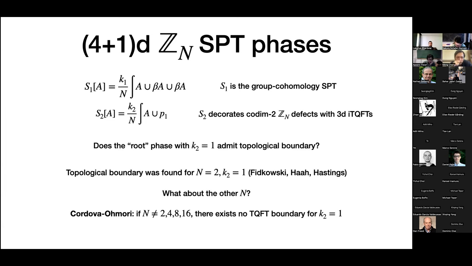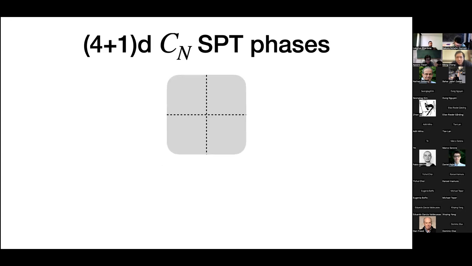And the next simplest thing is a topological boundary state. Such a boundary state was constructed for the n equals 2 case, the Z2 case, in this work by Fidkowski, Haah and Hastings. So what about the other n? Now there's a beautiful result by Cheng and Kantaro, which we can utilize here to show that if n is not one of these numbers, then there exists no topological boundary for the root state. But for these numbers, can we construct a topological boundary state? All right, so I'll try to answer this question, not directly in the Zn case, but for a related Cn topological phase.